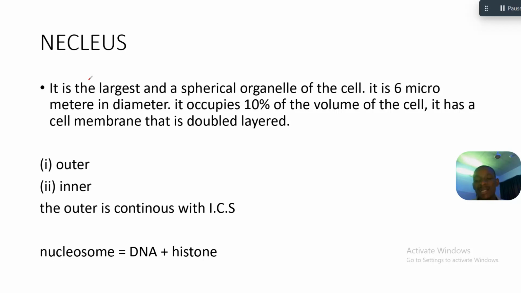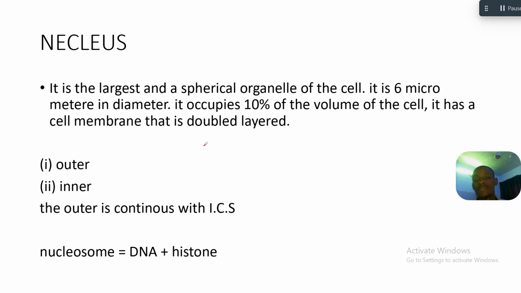Right, so with that, guys, we are done with the mitochondria, and we could see that the mitochondria has solely to do with energy production. Now next we'll be talking about the nucleus. You get to see that the nucleus is the largest and spherical organelle of the cell. It is 6 micrometers in diameter. Okay, it occupies 10% of the volume of the cell.